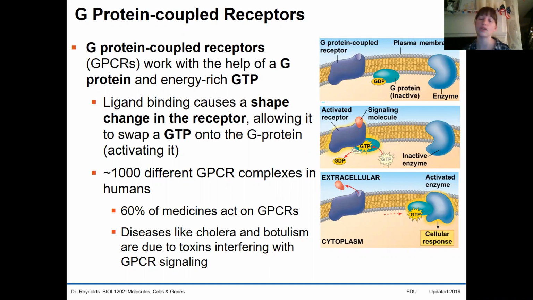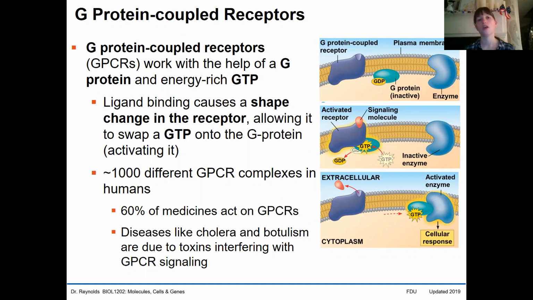So the ligand is going to bind to the G protein coupled receptor, causing a change in the receptor shape, which recruits a GTP and that G protein, and that GTP gets replaced on the protein, allowing it to become active. These are incredibly abundant in human cells, and about 60% of medicines that you take on a regular basis actually act on these G protein coupled receptors. In addition, diseases like cholera and botulism, these are toxins that actually interfere with the activity of G protein coupled receptors.